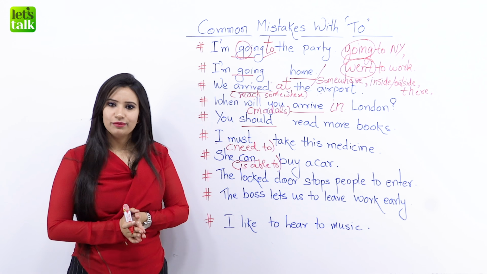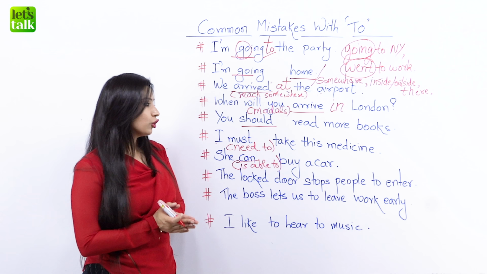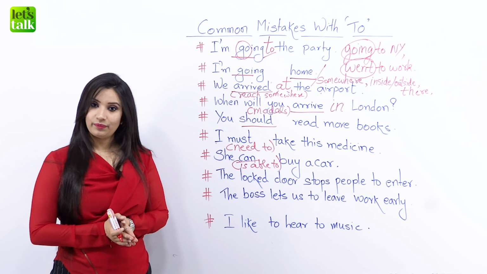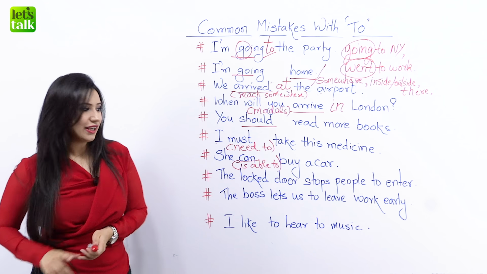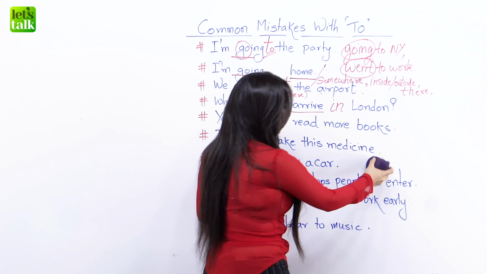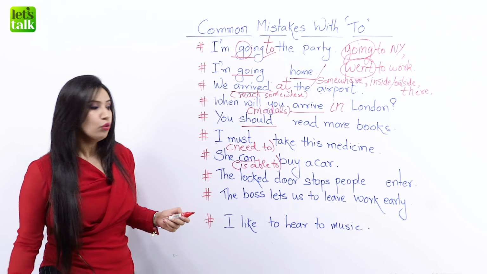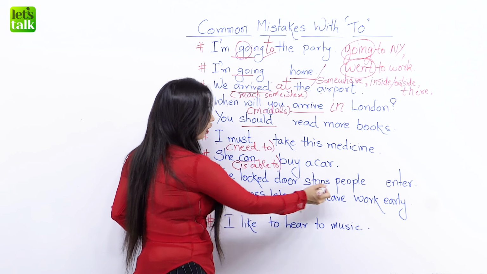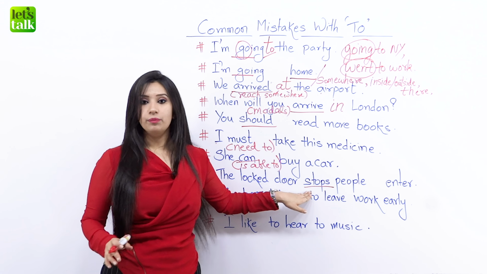Is that a correct statement? Let's read it again. The locked door stops people to enter. Well, no, there is a mistake in this sentence. Let me help you. The locked door stops people. We will not use to with stop. We never use to with the word stop or prevent.